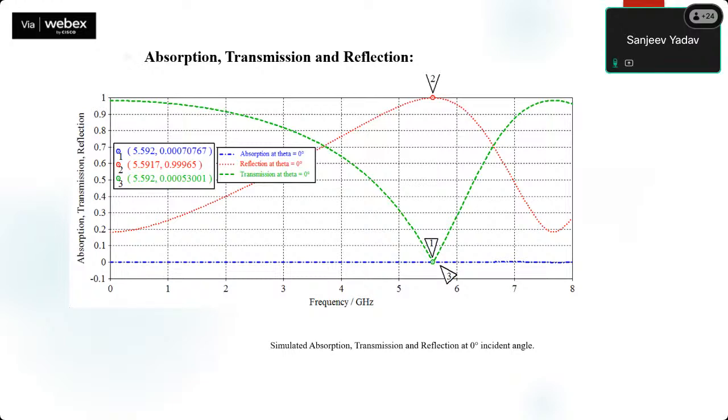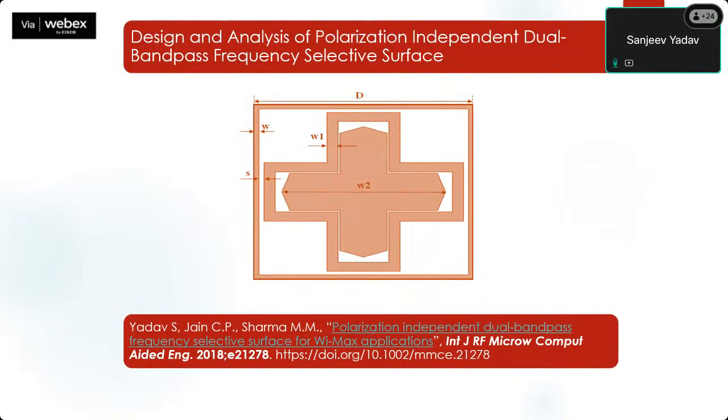Here we are working for only single band. Now we are moving towards the dual band. Design and analysis of polarization independent dual band pass frequency selective surfaces. This is one of the articles that was published in the International Journal of RF and Microwave Computer Aided Designing.